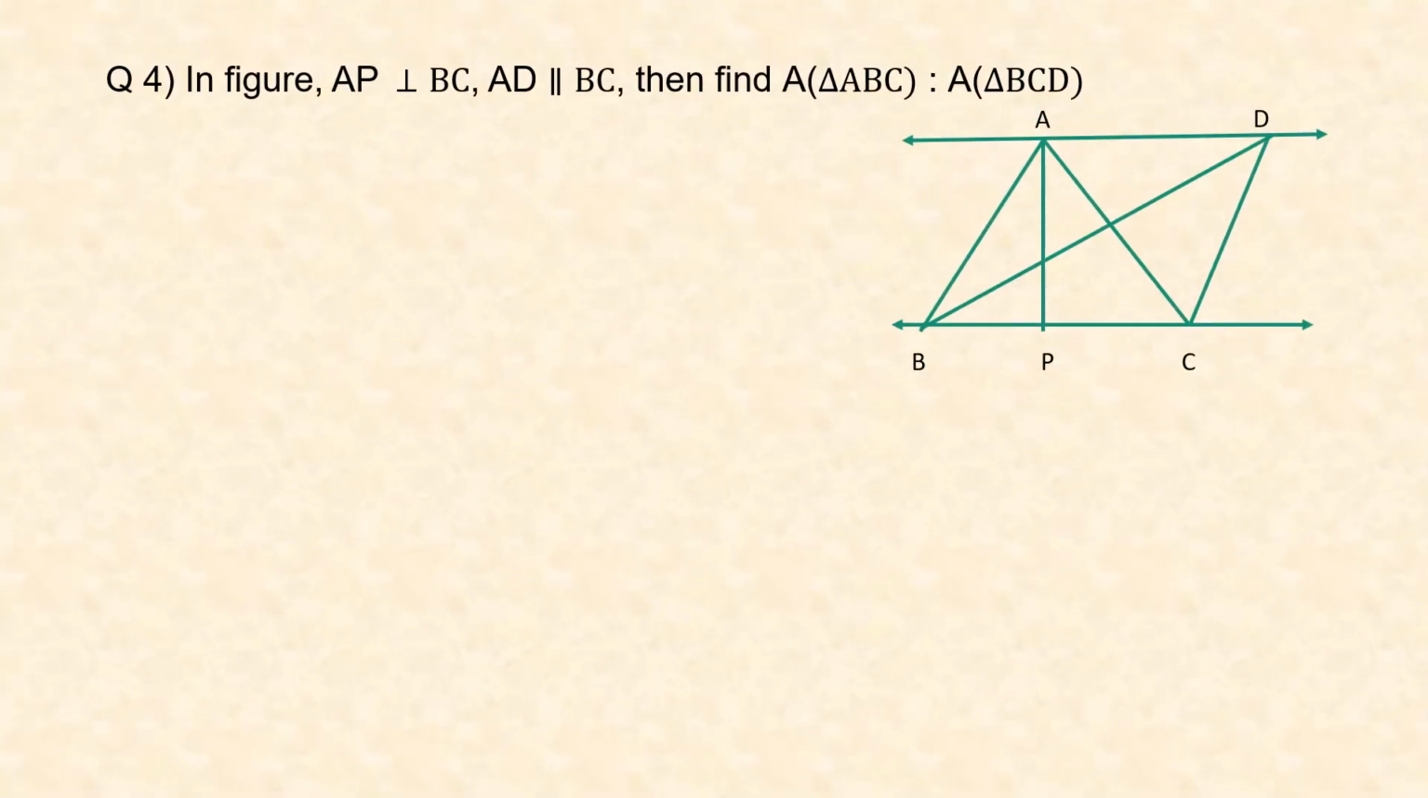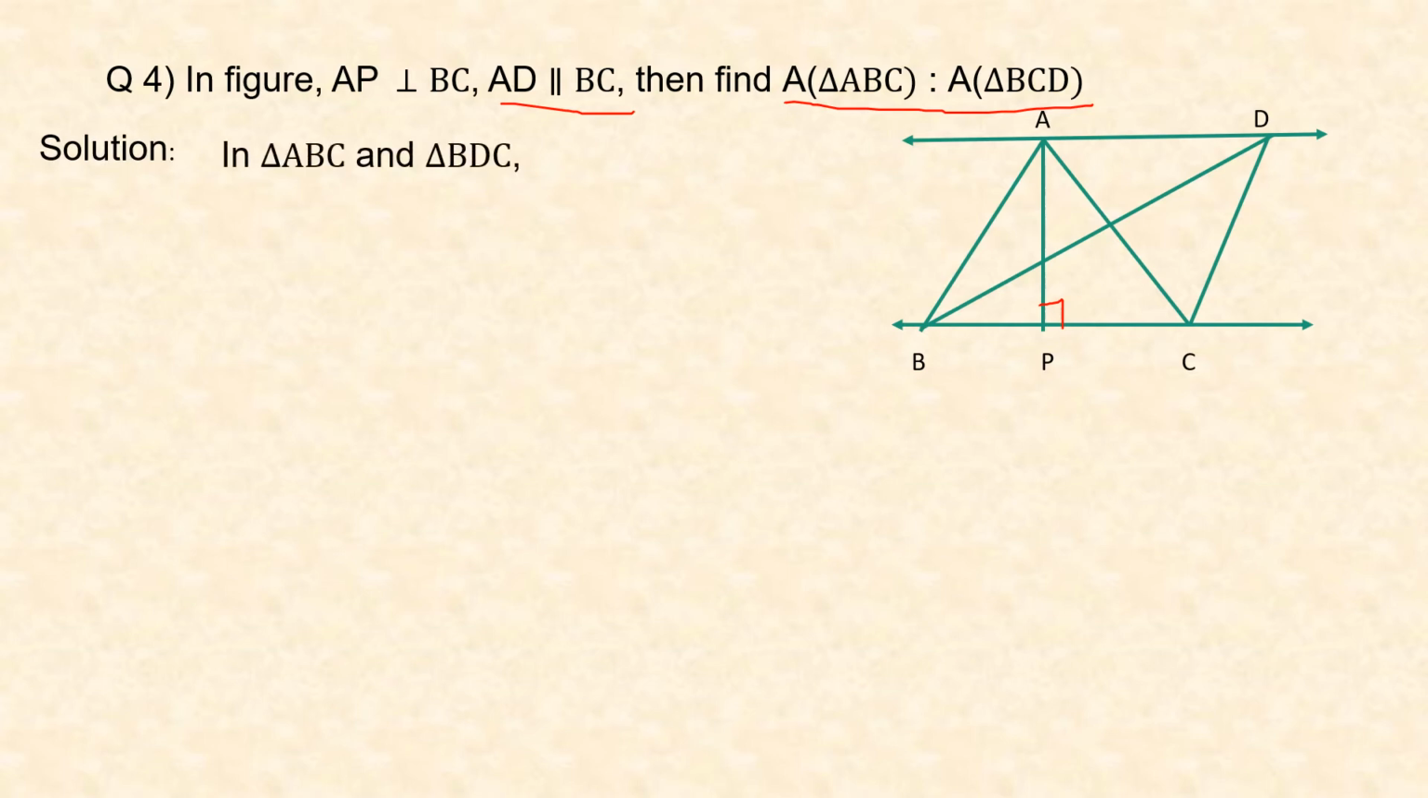In figure, AP is perpendicular to BC and BC and AD are parallel to each other. AD parallel to BC. Then find the ratio. Area of triangle ABC is to area of triangle BCD. In triangle ABC and BCD, BC is common base.